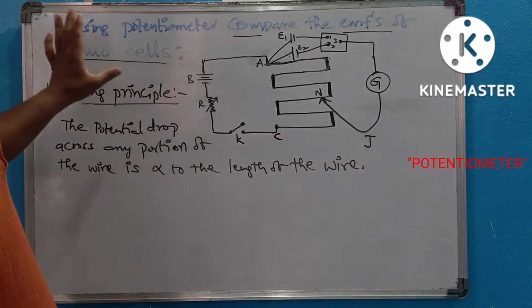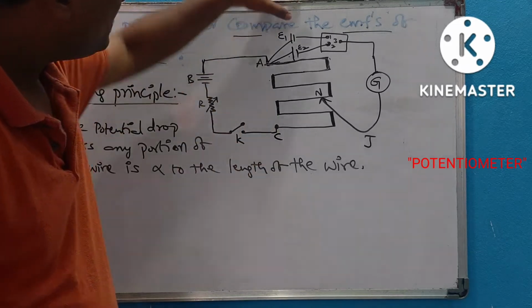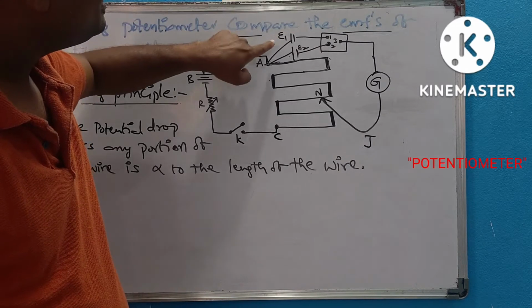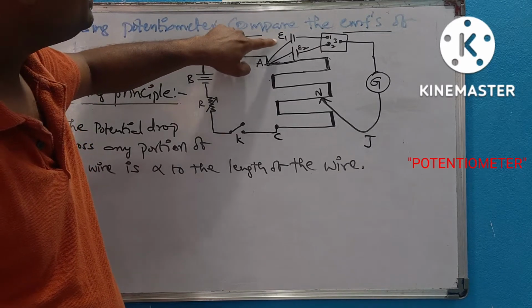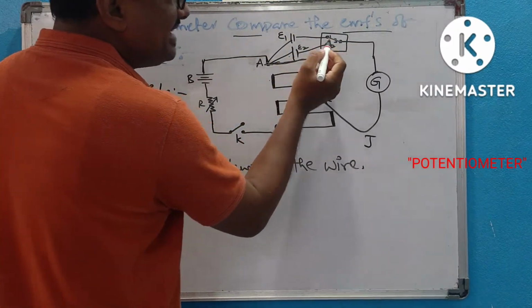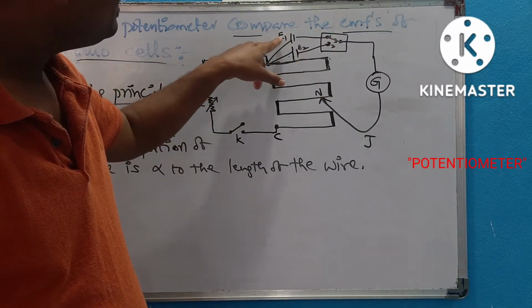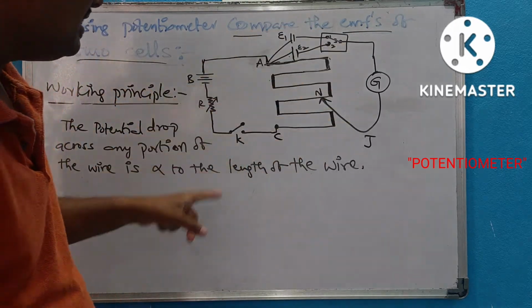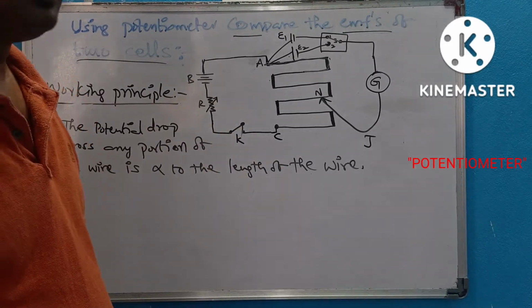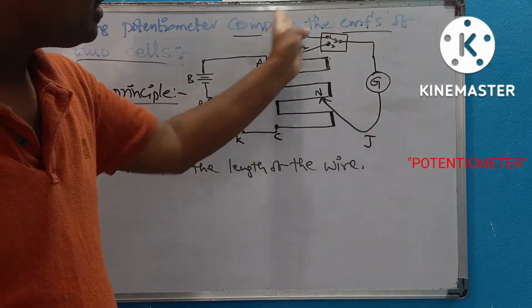Based on this principle, the potentiometer works. Here our task is to compare the EMFs of two cells. First of all, we connect cell 1, which has EMF E1. For that, in the two-way key, terminals 1 and 3 are connected. Then cell 1 is connected to the circuit, and we close the key, or switch on, so the circuit runs and some current is drawn from the cell.